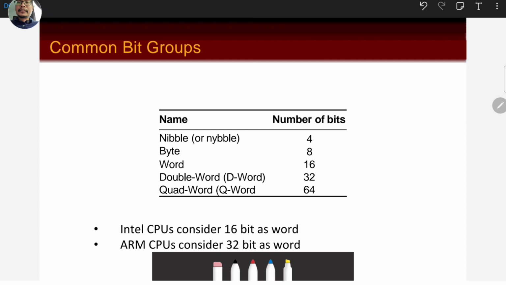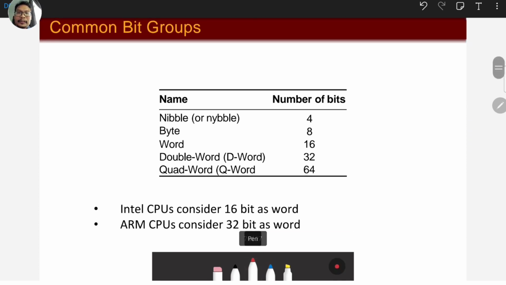Okay, so let's proceed. Common bit groups. Commonly, a 4-bit value, for example 1011, is called a nibble. If we have an 8-bit value, let's say 10110011, we say this is 1 byte. So this is a 1 byte number.